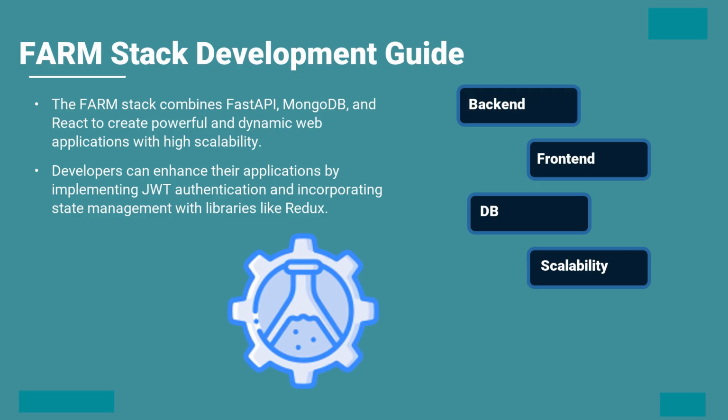As you dive deeper into building applications with the FARM stack, consider exploring more advanced concepts like JWT authentication for securing your API, or maybe even incorporating state management libraries like Redux for larger applications. When building applications, remember that practice is key. Try adding new features like user authentication, or explore utilizing more complex queries in MongoDB. The goal here is to not just understand how these technologies work together, but to get your hands dirty and start building real-world applications.